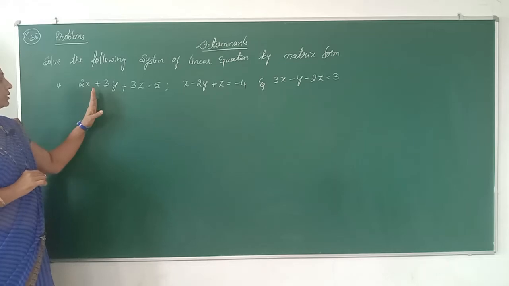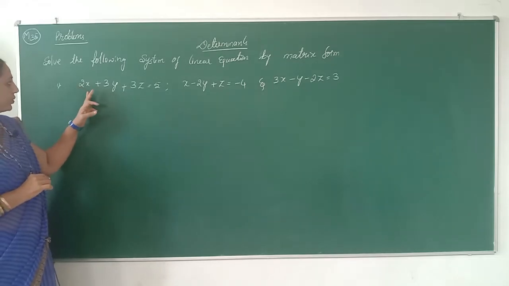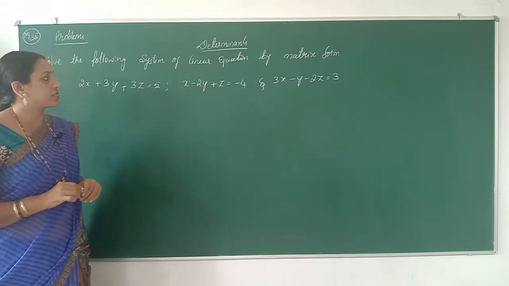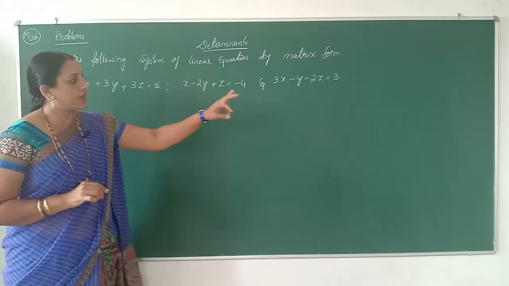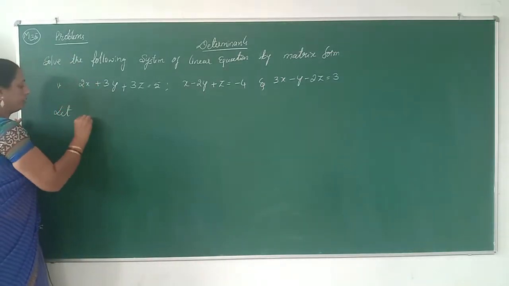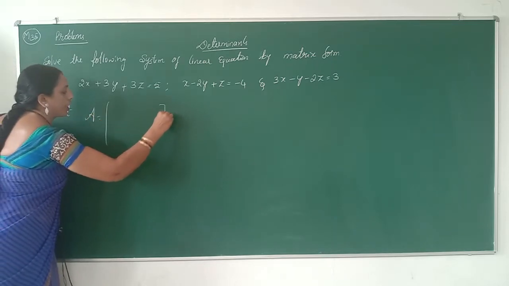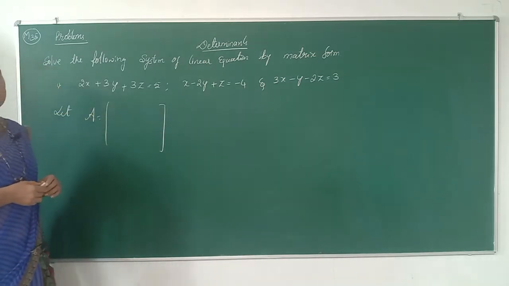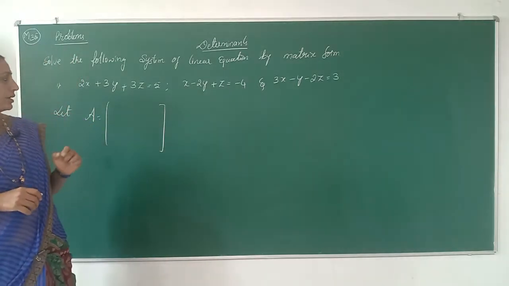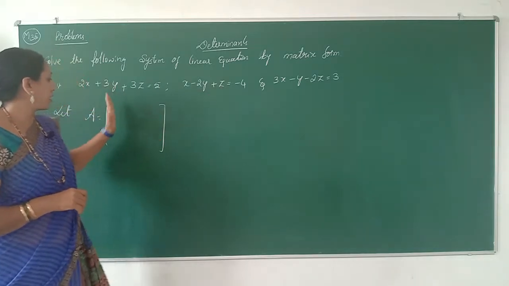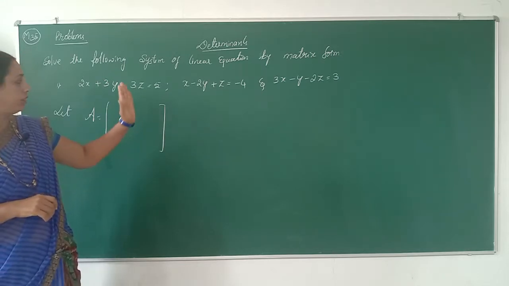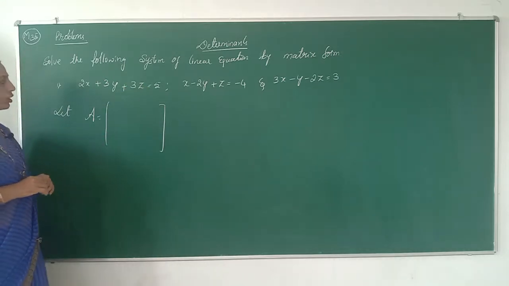Now first we'll consider the linear equations 2x plus 3y plus 3z equal to 5, x minus 2y plus z is equal to minus 4, 3x minus y minus 2z is equal to 3. Now let us consider the elements of the matrix A. Elements can be arranged column-wise: the coefficients of x are in the first column, coefficients of y in the second column, and z in the third column.